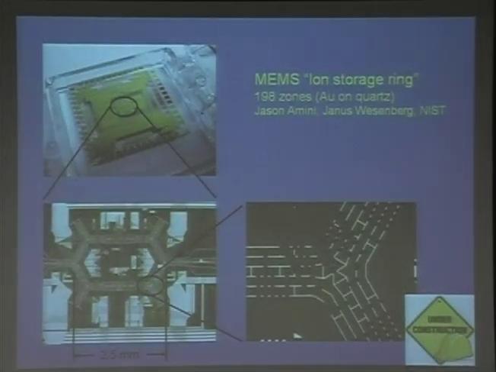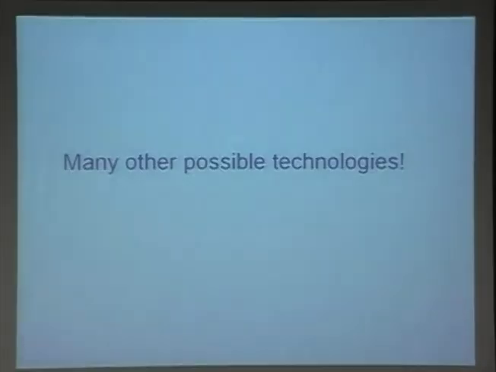So for example, this is kind of a ring structure here where it has 200 zones, and we haven't demonstrated this yet. But the nice thing is, as I say, we can make 200 zones just as easily as we can make one, and we're trying to utilize these structures in the future as we scale the system up.